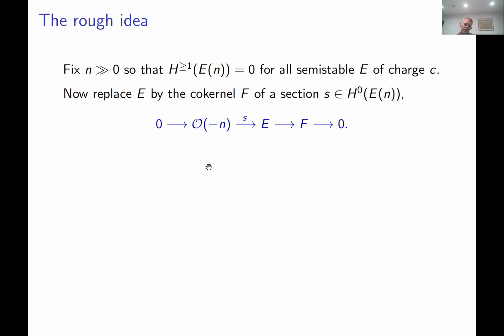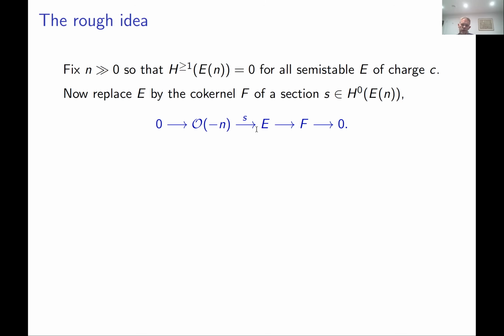So yeah, here's the rough idea. Ignoring the first step, we twist everything up. We just assume it's all nice and positive, has no higher cohomology. So you can ignore that step. So now we just do something incredibly simple. We replace our sheaves by co-kernels of sections. If I take a section of my sheaf E, I can take the co-kernel, the quotient by that section, and I just get some sheaf of lower rank.